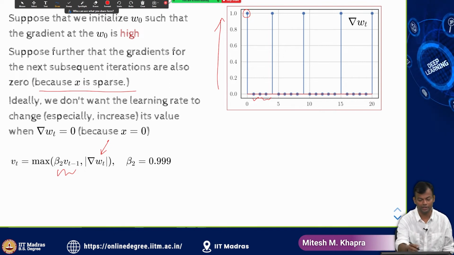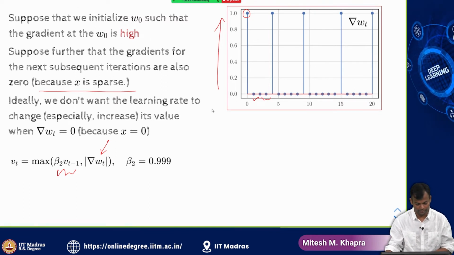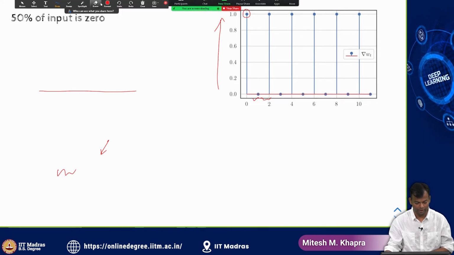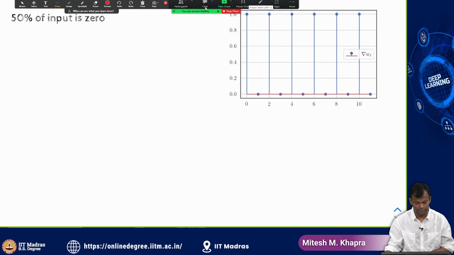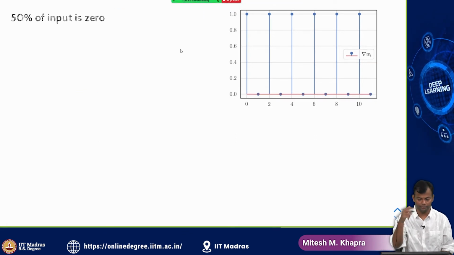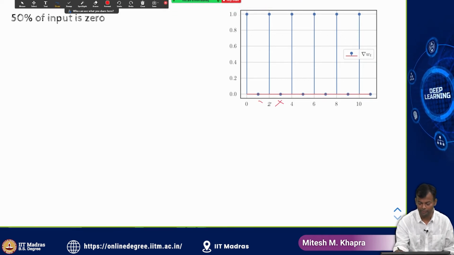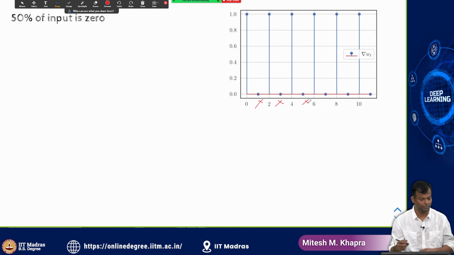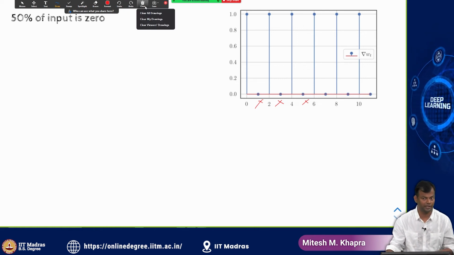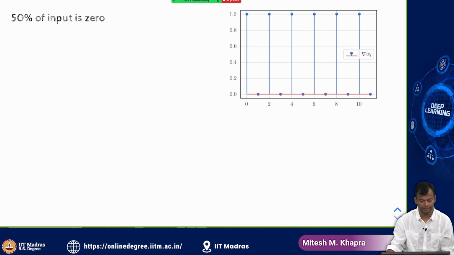Now let's see what happens if you were using the L2 norm, as we were using earlier. So let's look at the example. Now I've just changed the example a bit. Suppose that 50% of the inputs that you see are 0. So at every alternate time step you are seeing a 0 input, and hence the gradient is also 0. And let's say at the other time steps you are seeing a high gradient. It's just an artificial example constructed to prove a point. So let's just see what the point is.